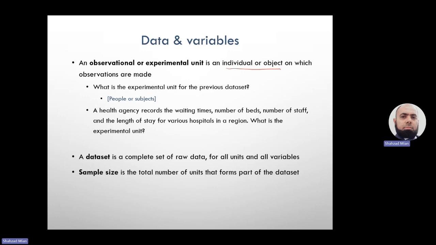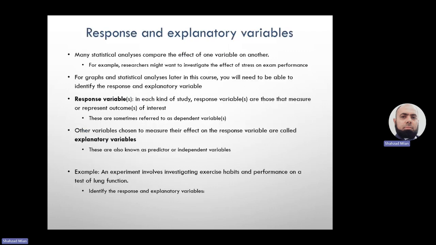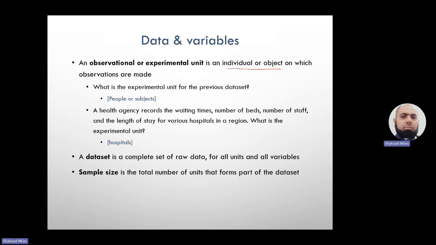Our data set is a complete set of raw data for all units and all variables, which includes everything: their variables, their units, and data. Sample size is the total number of units that form part of that data set. So out of the whole data set, if we take some of the units to see what is going on in that data set, we call them a sample. But if we have taken the whole data set, then it is known as a population. That concept we will definitely look at in the next few weeks.